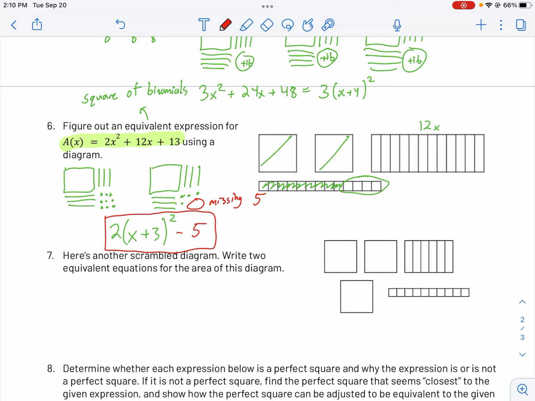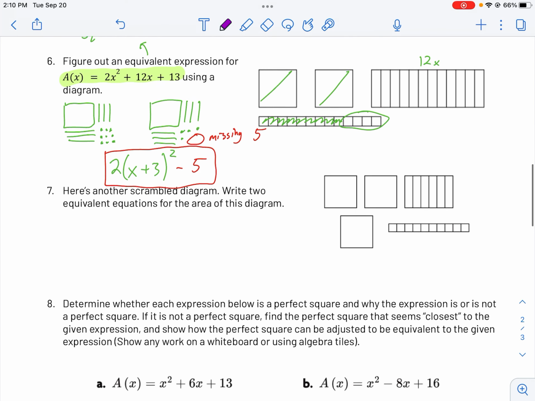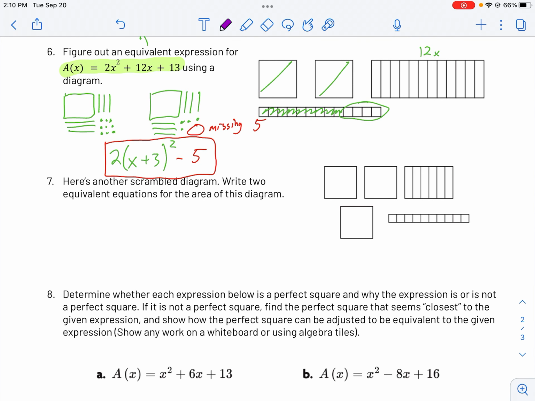Okay. Let's do another one like that because that minus 5 might be throwing some of us off. So number 7, here's another scrambled diagram, right? 2 equivalent equations. Okay, so first of all, we got to get the trinomial.